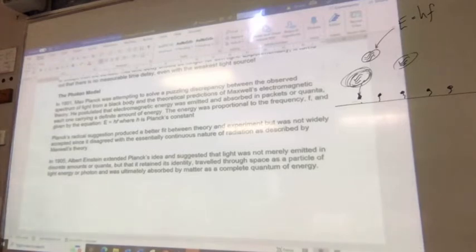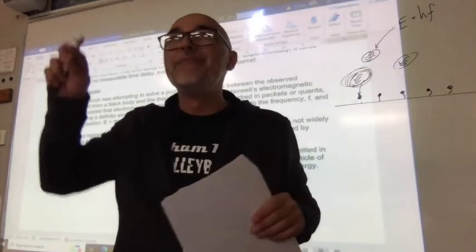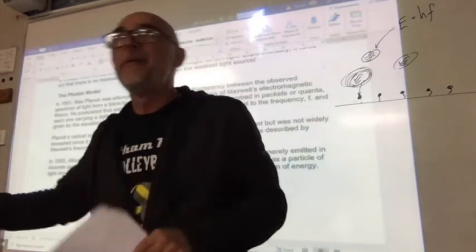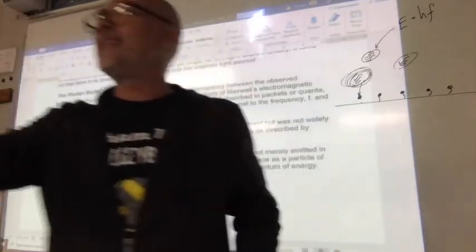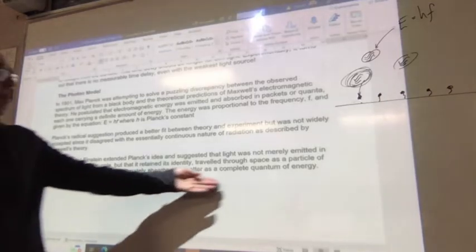So in 1905, Albert Einstein extended Planck's idea and suggested that light was not merely emitted in discrete amounts of quanta, but it retained its identity. This is why we draw it as a little circle with waves in it, because its little waves are its identity. It still is the frequency that it is, but it's traveling as a discrete packet, okay? It retains its identity, traveling through space as a particle of light energy, and a photon is ultimately absorbed by matter as a complete thing.